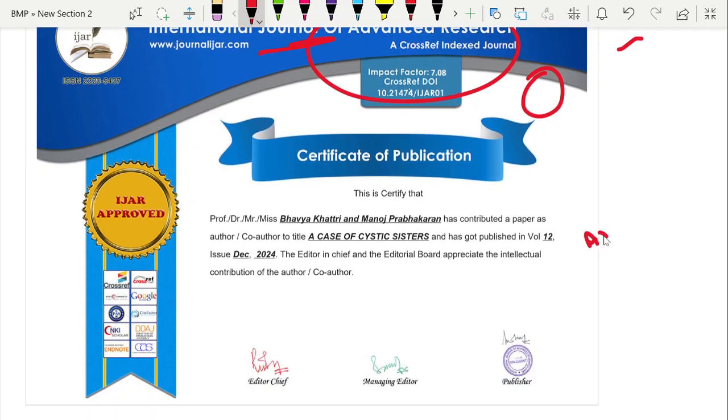autosomal dominant polycystic kidney disease. And look at the certificate, it is PubMed indexed. Our medicine PG Bhavya was the first author, and we co-authored this. They have approved it, and it got published also on the website. You can find the article.